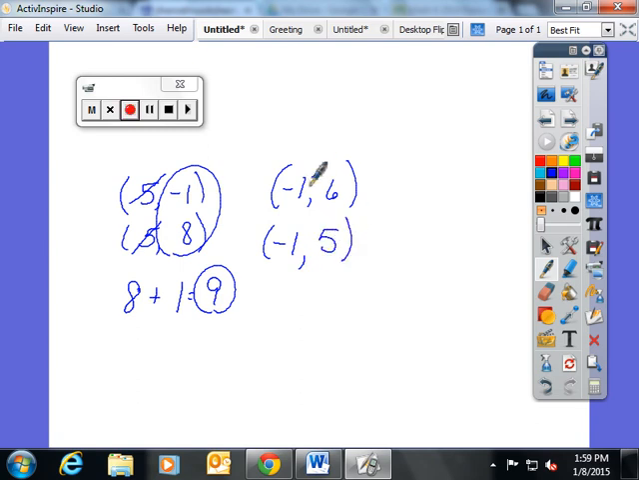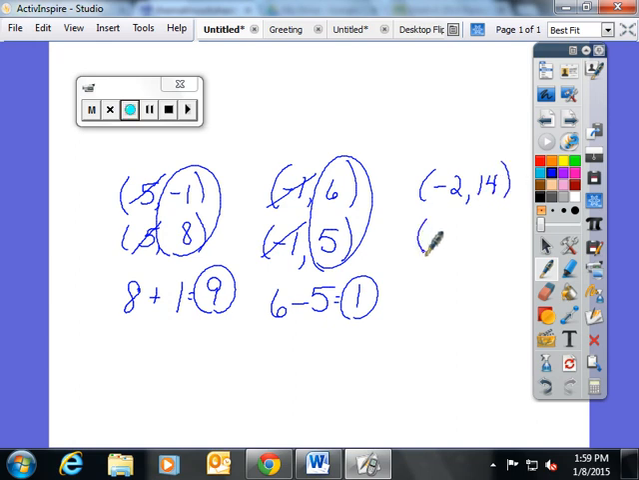Okay, we're going to cross out the ones that they have the same. 6 and 5 are left. Okay, these two are both positive. They are the same, so we are going to subtract their absolute value. These two are 1 unit away.